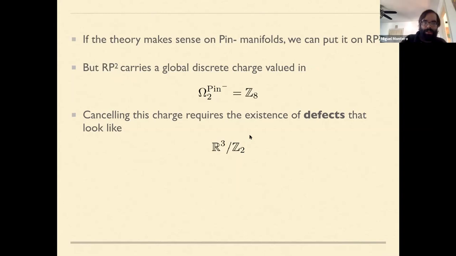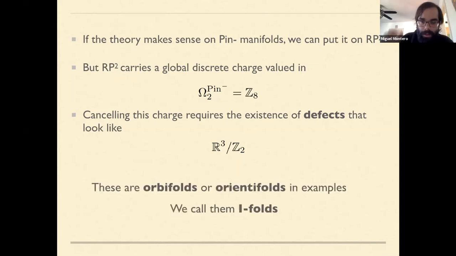Okay? So they look like orbifolds, they look like orientifolds. And in fact, that's what they are in examples. When you try and run this argument in heterotic or in CHL, you get, oh, it's just an orbifold.